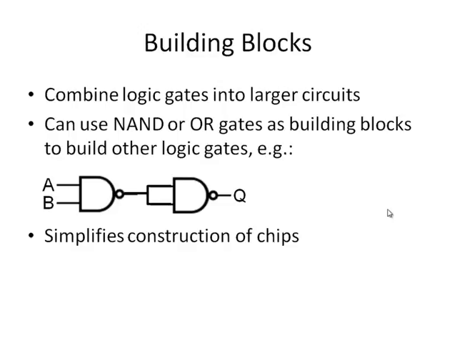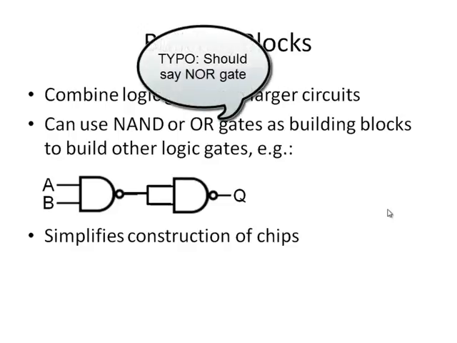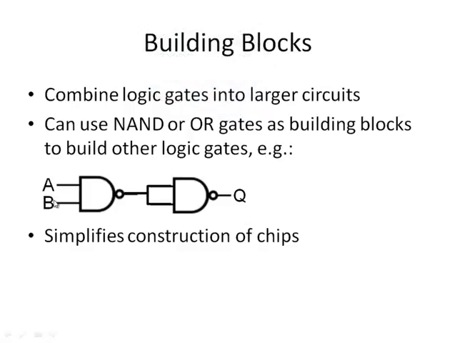You can actually combine lots of different logic gates to try and build a larger circuit. For example, you can use NAND, and it should here say NOR gates. You can use NAND or NOR gates as building blocks to build other logic gates. For example, we can see here there's 2 NAND gates combined, where we've got 2 inputs. The output from one logic gate is fed into the next one, and then that is fed to the output. Remember, these are NAND gates.